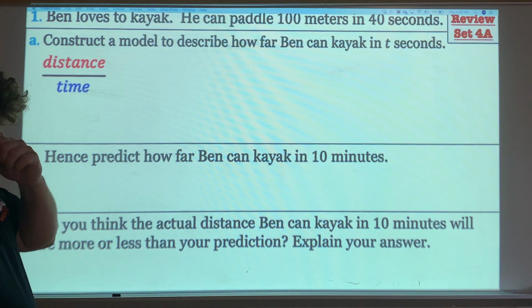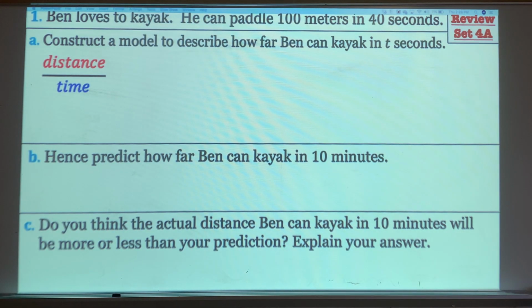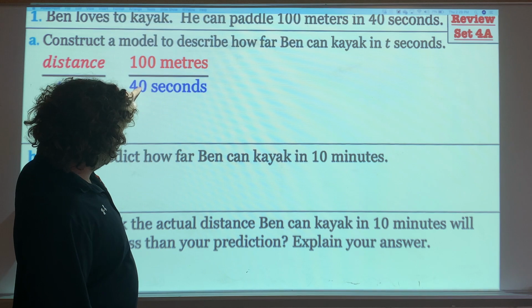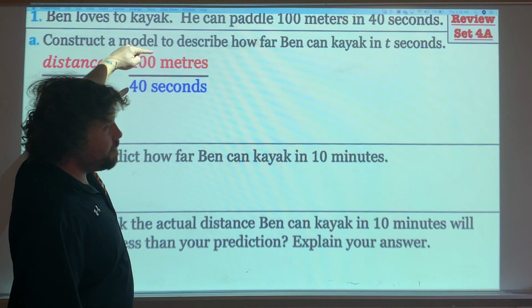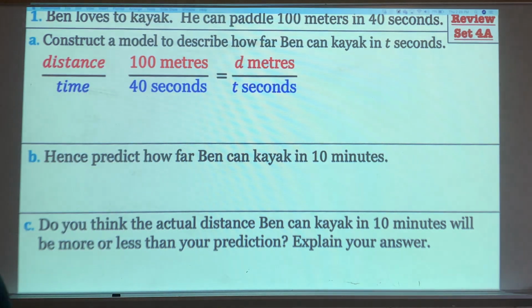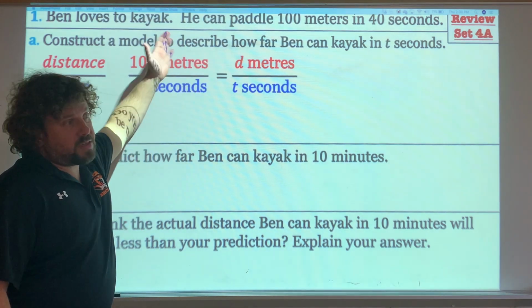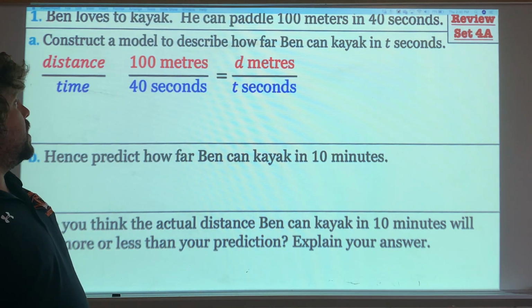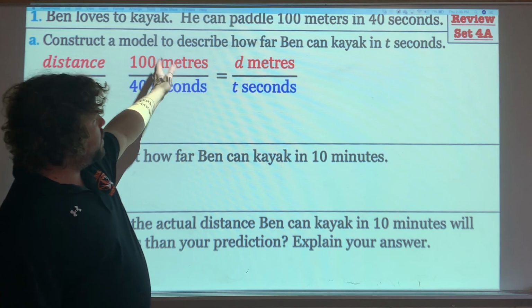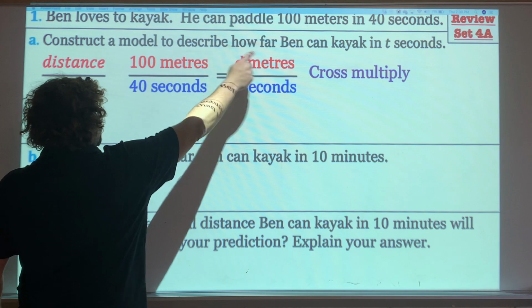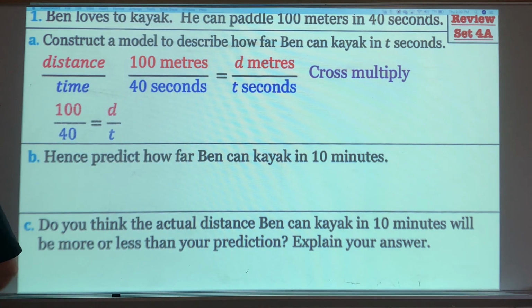We know that distance over time is 100 meters over 40 seconds. Give you another second in case you messed that up, pause it. How far can you paddle in T seconds? So we're going to put T seconds on the bottom and D meters on top. It doesn't really matter what letters you use. T you always use for time. This could be D for distance, or X. All right, so what do you do here? You cross multiply. I pretty much cancel out the meters words and the seconds words because they're on top and top, and just keep my numbers.